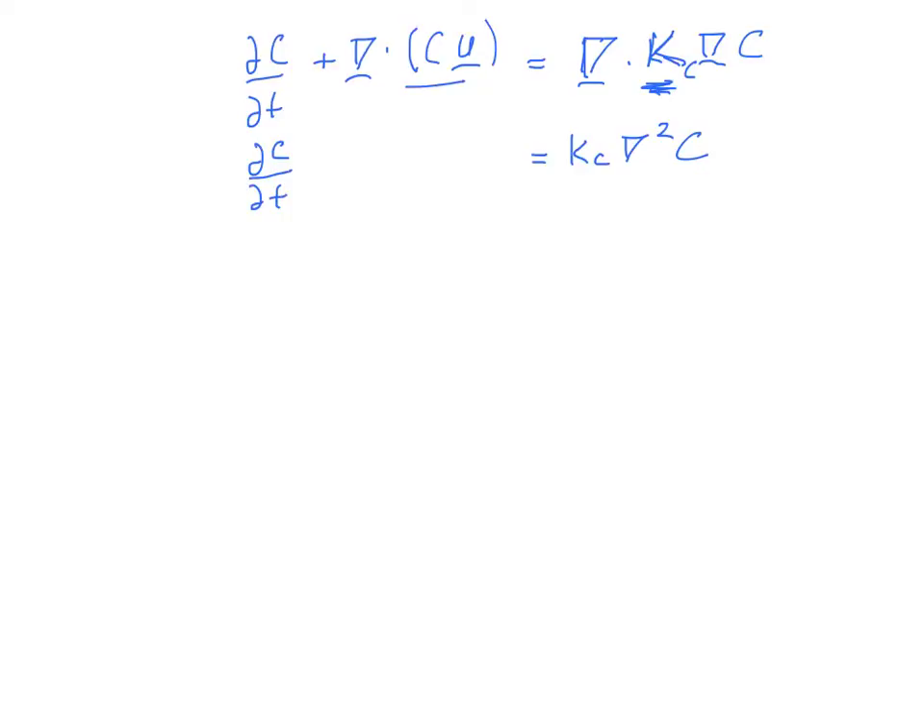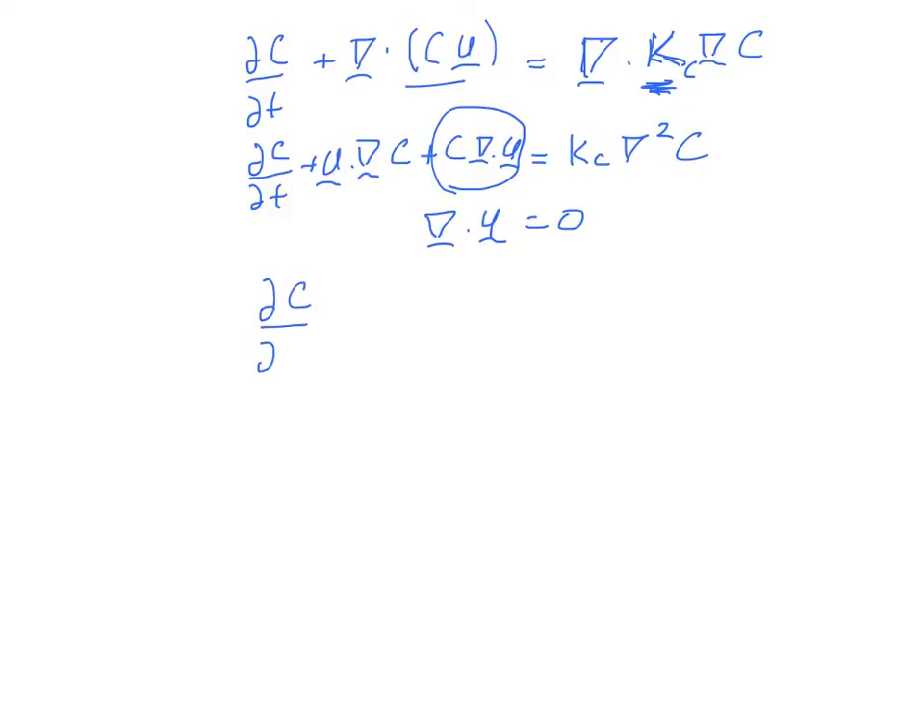And the next thing I'm going to do is I'm going to expand out this term here on the left by the product rule to give a u dot grad c plus a c times the divergence of u. Now if we're working in an incompressible fluid, we know that the divergence of u is equal to 0 from our last lecture. So for an incompressible fluid we get the equation dc dt plus u dot grad c is equal to kappa times grad squared c, and that is an advection diffusion equation.